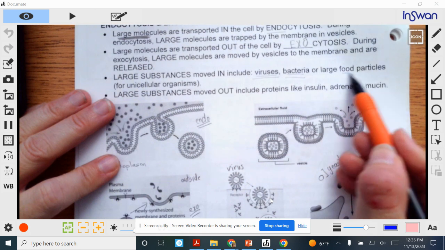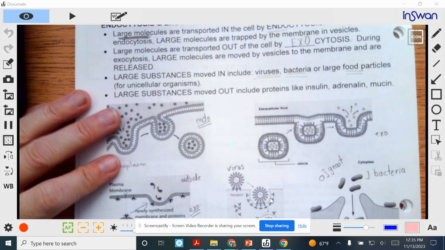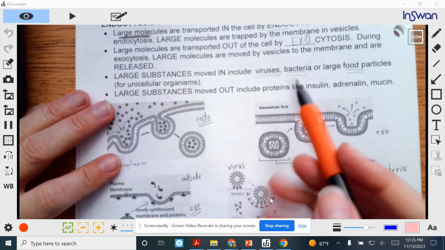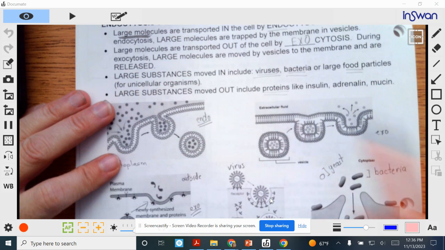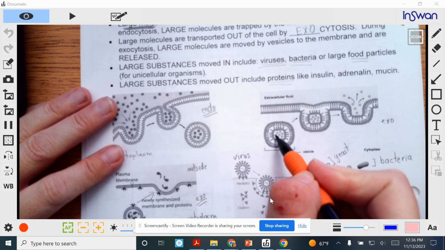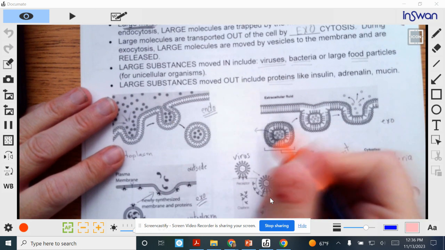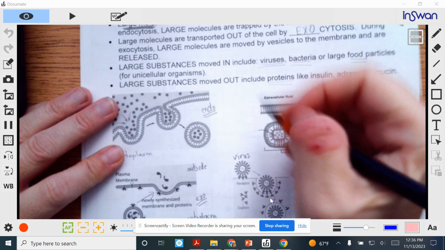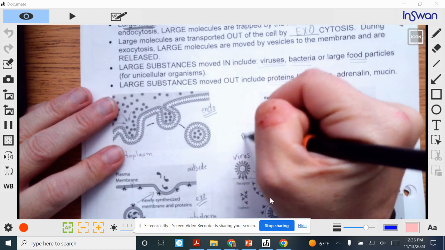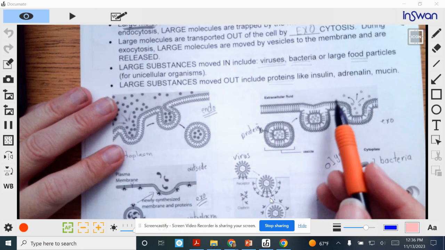So you're bringing in another cell that is your food, like an amoeba trapping and bringing in a paramecium. Large substances are usually moved out. So we talked about this is how proteins get out. Remember, proteins are big. They're made of hundreds of amino acids. So this one molecule right here is actually made of 100 smaller ones. Let's put my arrow the other way. I'm just trying to show you that in there, that would be a protein. That protein is being shipped to the membrane and secreted.